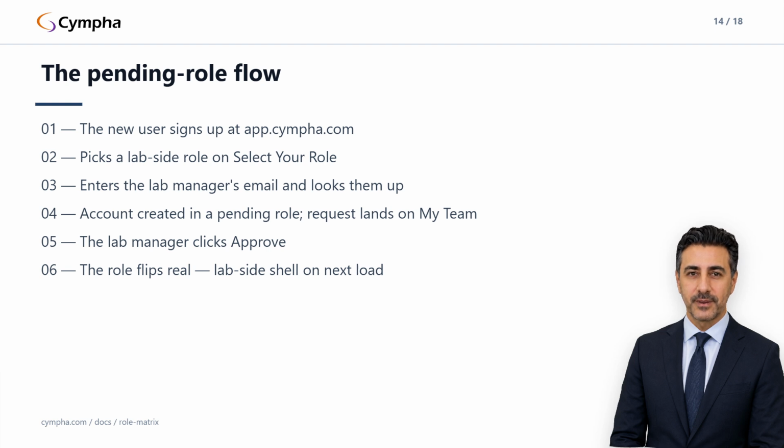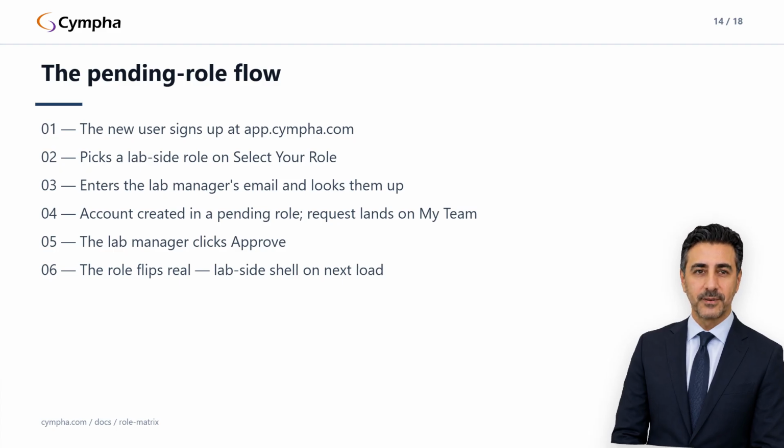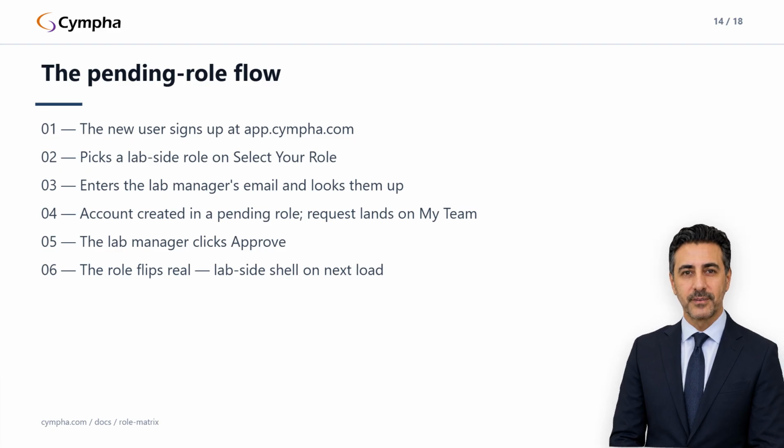The manager opens My Team, sees the pending row, and clicks Approve. The user's role flips from pending to real, and on their next page load they get the lab side shell. Let's spend a moment on the pending state itself, because it's a real place your account sits, sometimes for a day. 6 lab side roles have a pending placeholder: designer, case intaker, lab admin, manufacturing engineer, operational, and AlignerBot. Each has its own pending version, and while you're in it, you have no lab side access whatsoever. You can sign in, but the queue and the assignments aren't there yet.